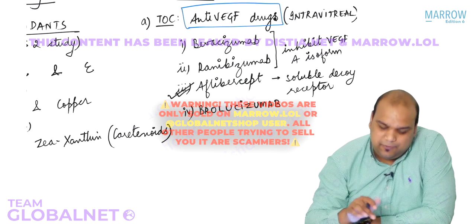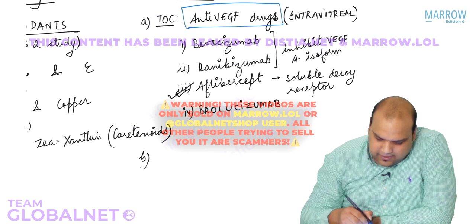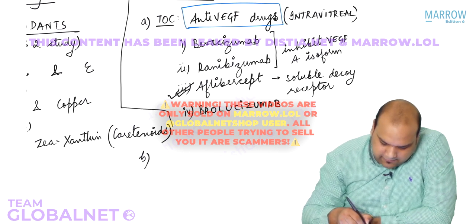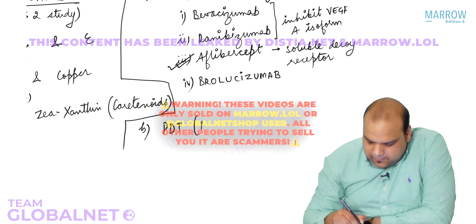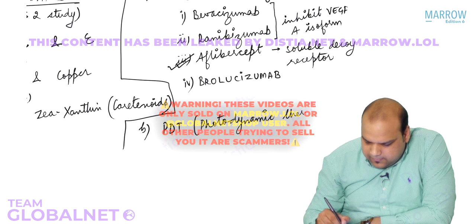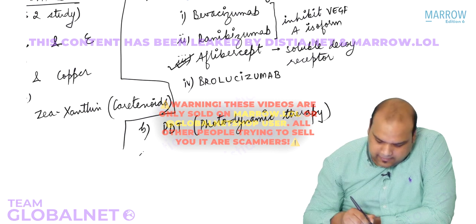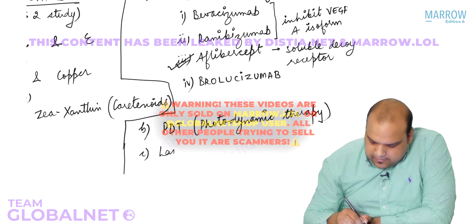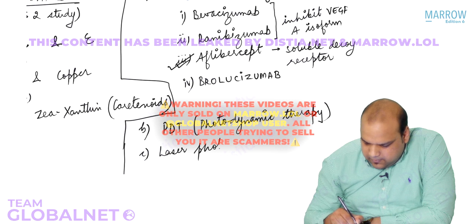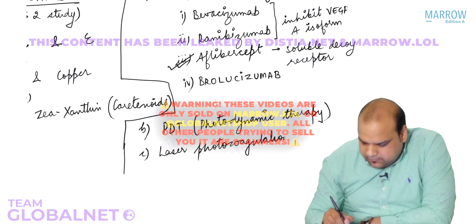Done, everybody? No confusion? Second, everybody, the second treatment option that we have is PDT, photodynamic therapy. Photodynamic therapy, just like in CSR. And the third treatment option that we have is laser photocoagulation.